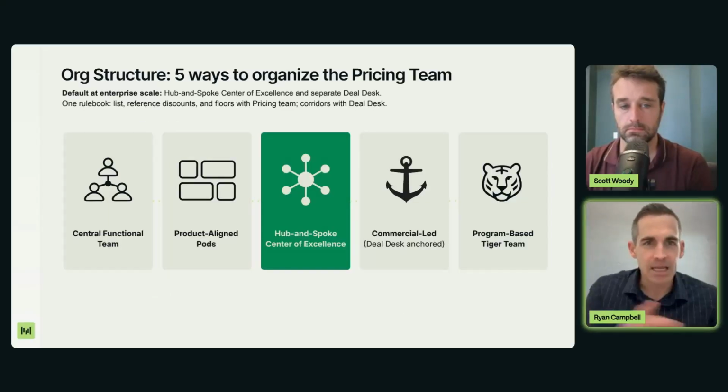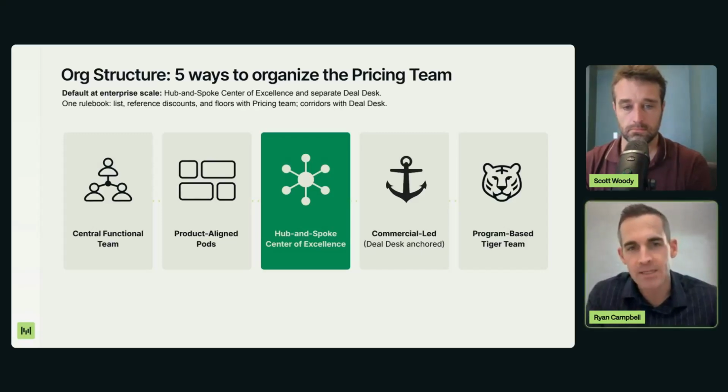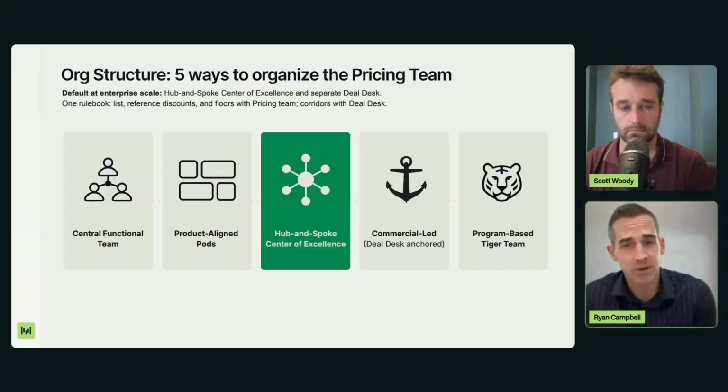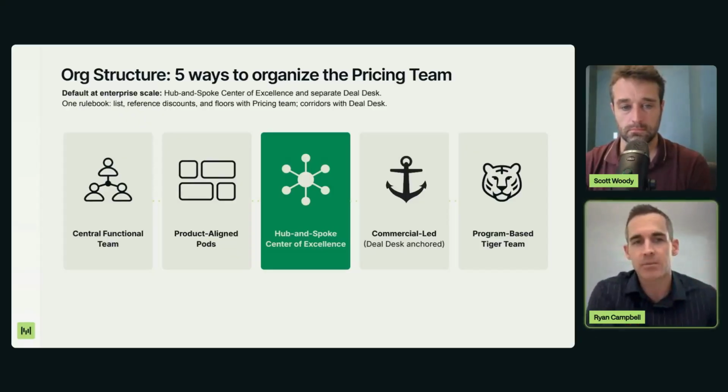So if I go to the next slide, when you think about double clicking into that pricing team itself, so the left hand of the prior chart, there are a few different ways you can potentially organize and structure this. And I think Snowflake over time, at least during my time here, has evolved this model. I would say when I first came in, we were more in the camp of this first bucket, which is a central functional team.